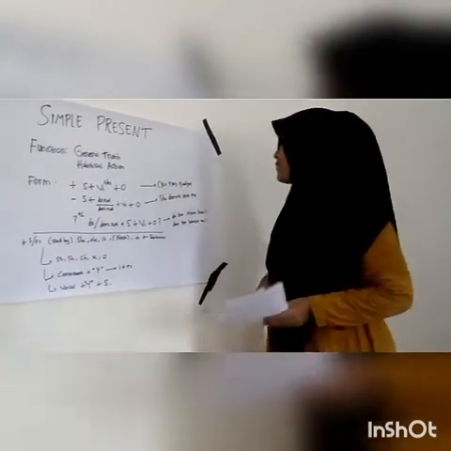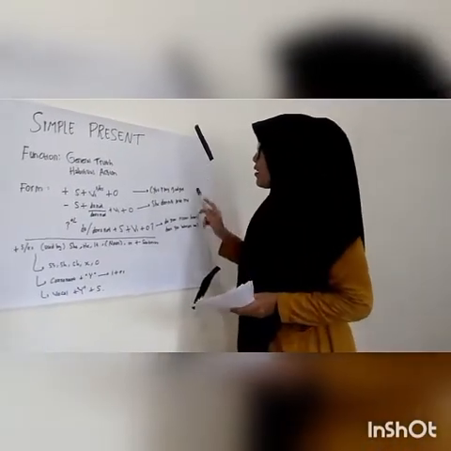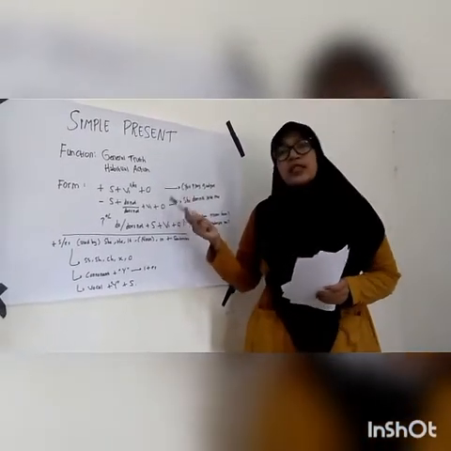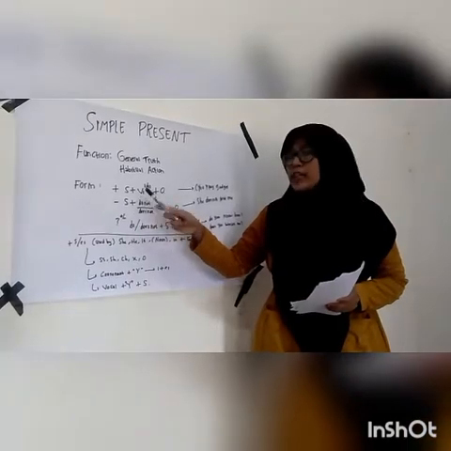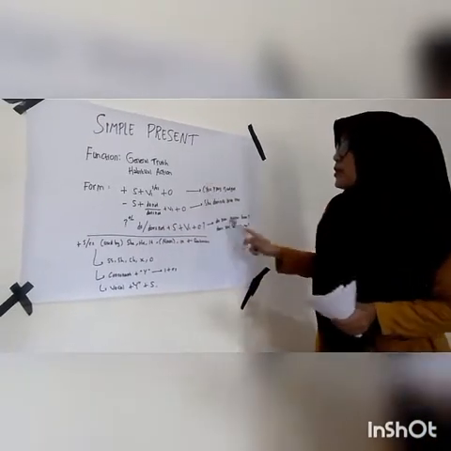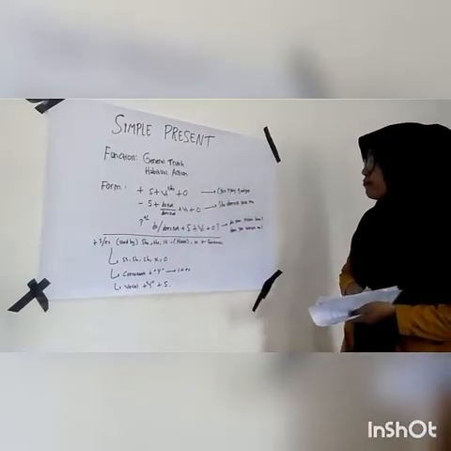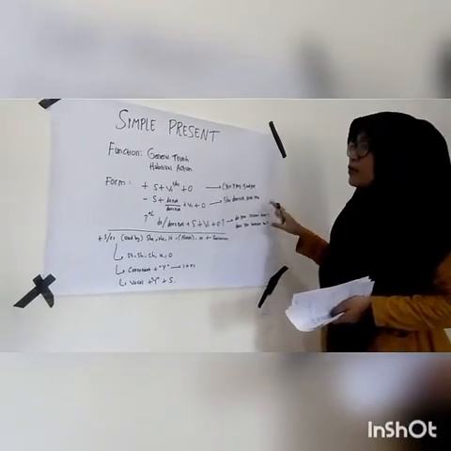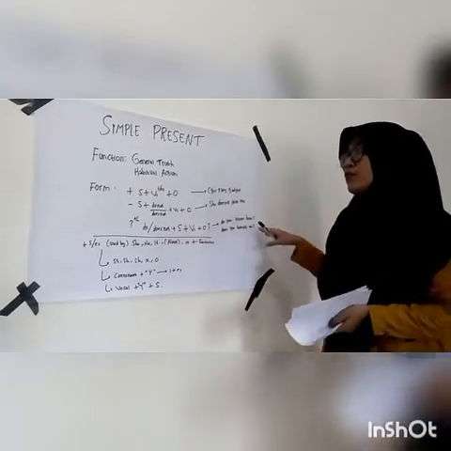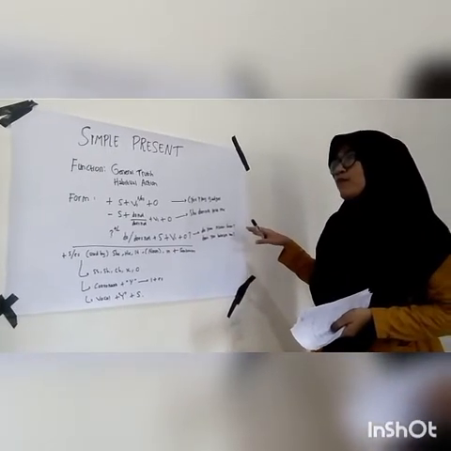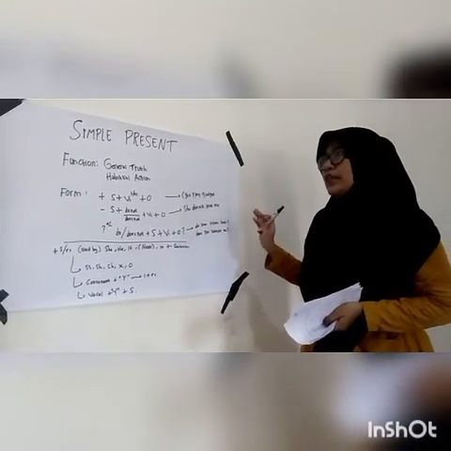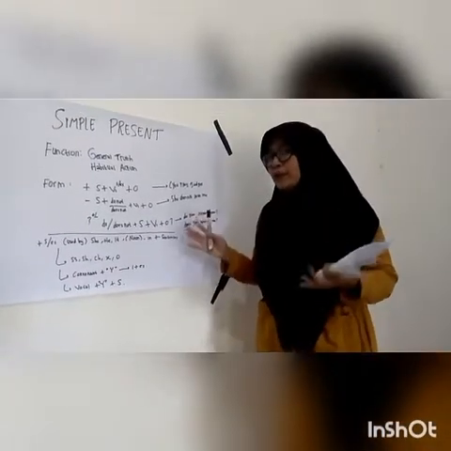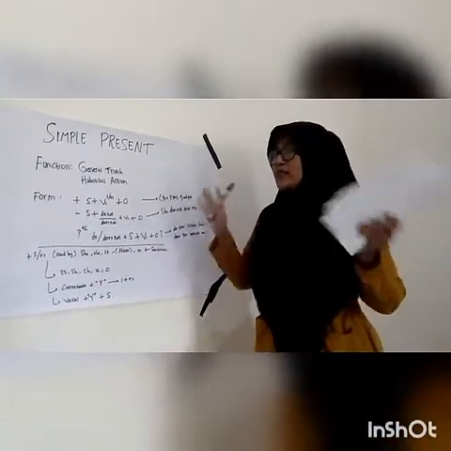Okay? Another example of a negative sentence in simple present tense is: she doesn't love me, or I don't like you, or I don't eat now or anytime, or another example.